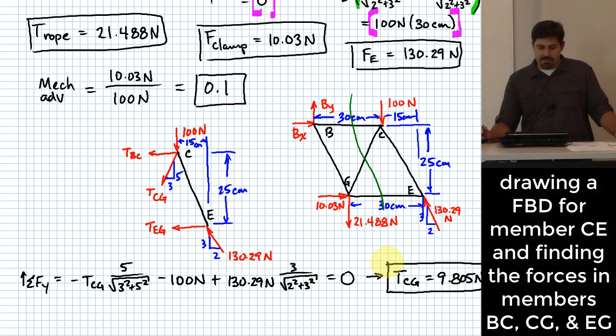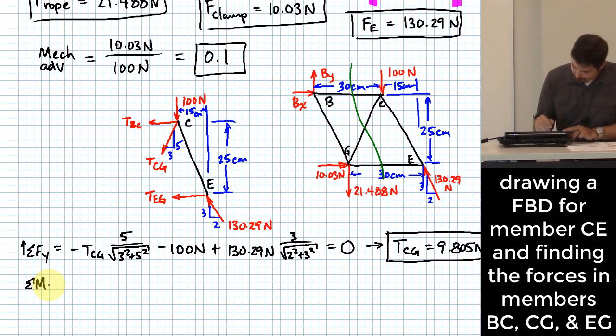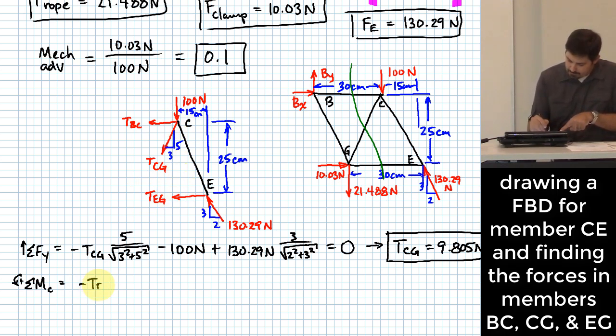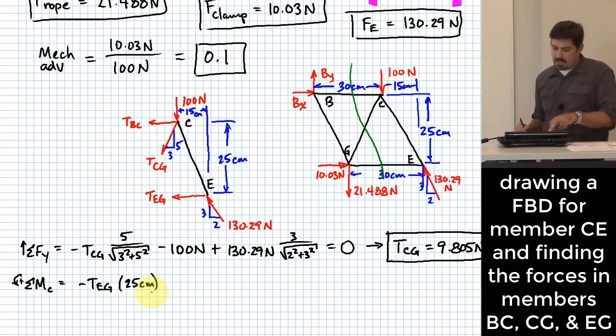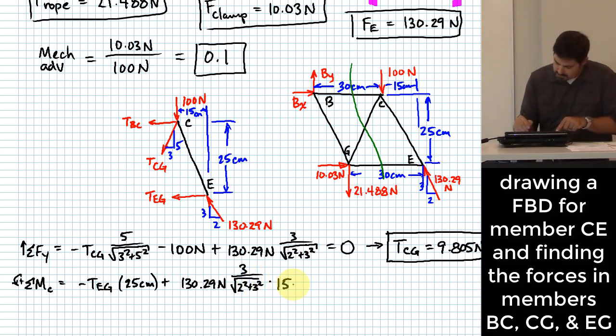Okay. If we do a sum of moments around C, we could find TEG. Okay. I agree with that. Okay. So to do that, I end up with a clockwise moment around C of TEG, okay, times what? 25 centimeters. Then I need to account for both of the components of the 130.29 newtons, right? So let me do the vertical one first, okay? 130.29 newtons times 3 over the square root of 2 squared plus 3 squared times what? 15 centimeters.